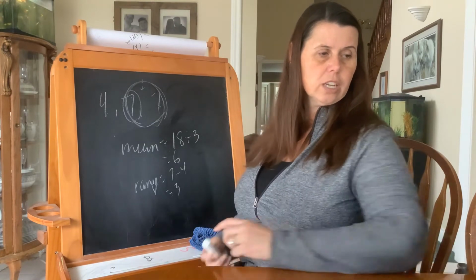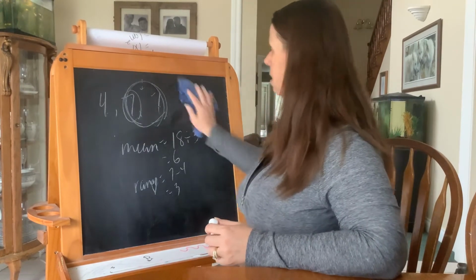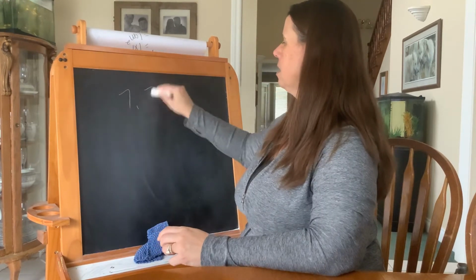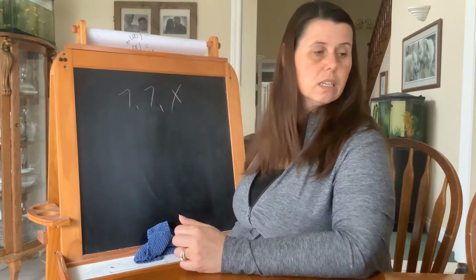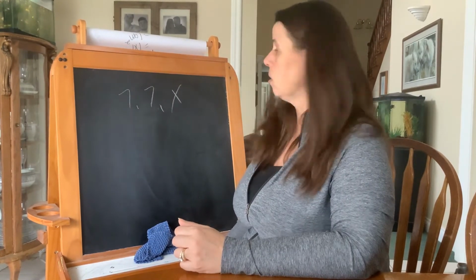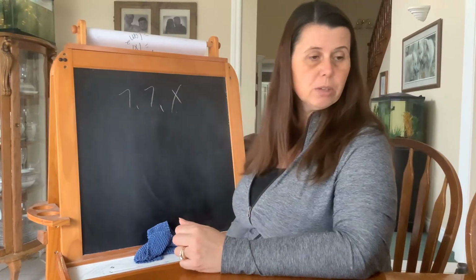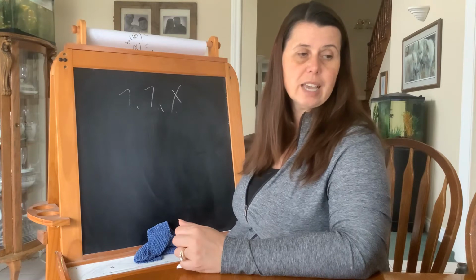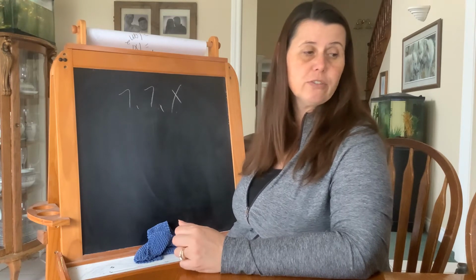C. Look at the set 7, 7, x, where x represents any number. Okay, so this is a variable. We know all about those. Can you find the mean, median, mode, and range for this set? Cross out the measures you cannot find.